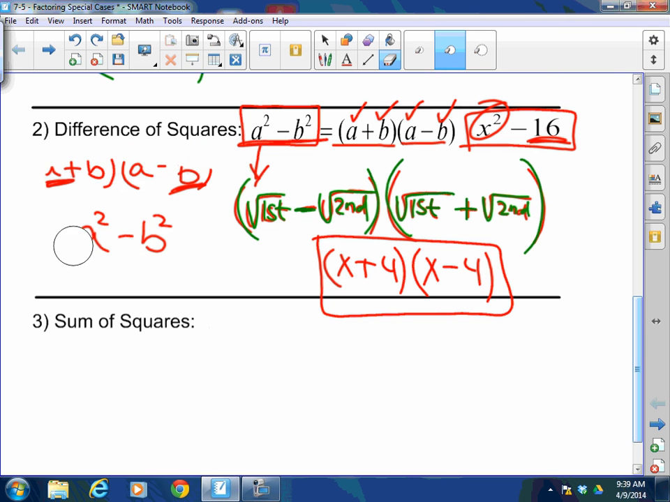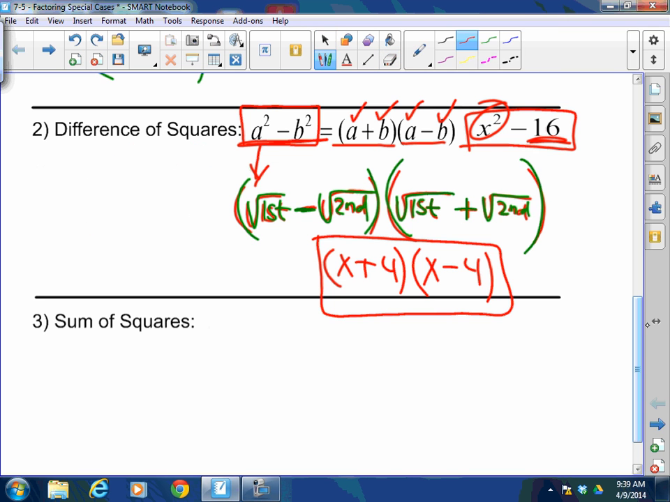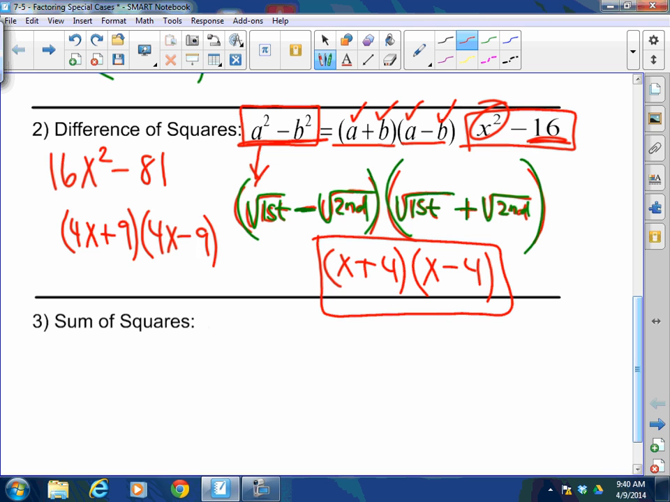Okay? Now, what if I gave you, I don't know, 16x squared minus 81? Square root of the first term is 4x, plus the square root of the second term times the square root of the first term minus the square root of the second term. Done. Literally. Does not matter what order. If you want to put the 4x minus 9 first, that's fine. Sir.